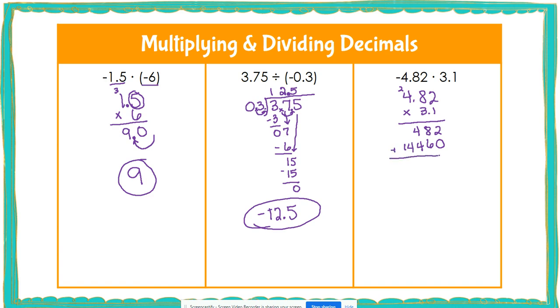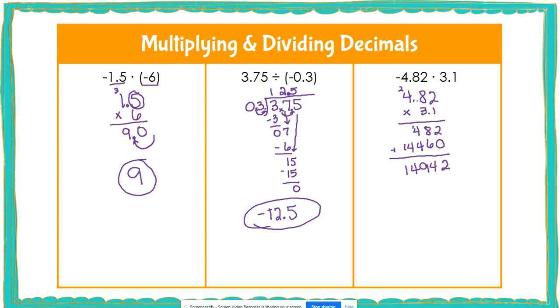Now I'm going to add. 2 plus 0 is 2. 8 plus 6 is 14, so I write my 4, carry my 1. 1 plus 4 is 5. 5 plus 4 is 9. And then 4 and 1 are not being added to anything.